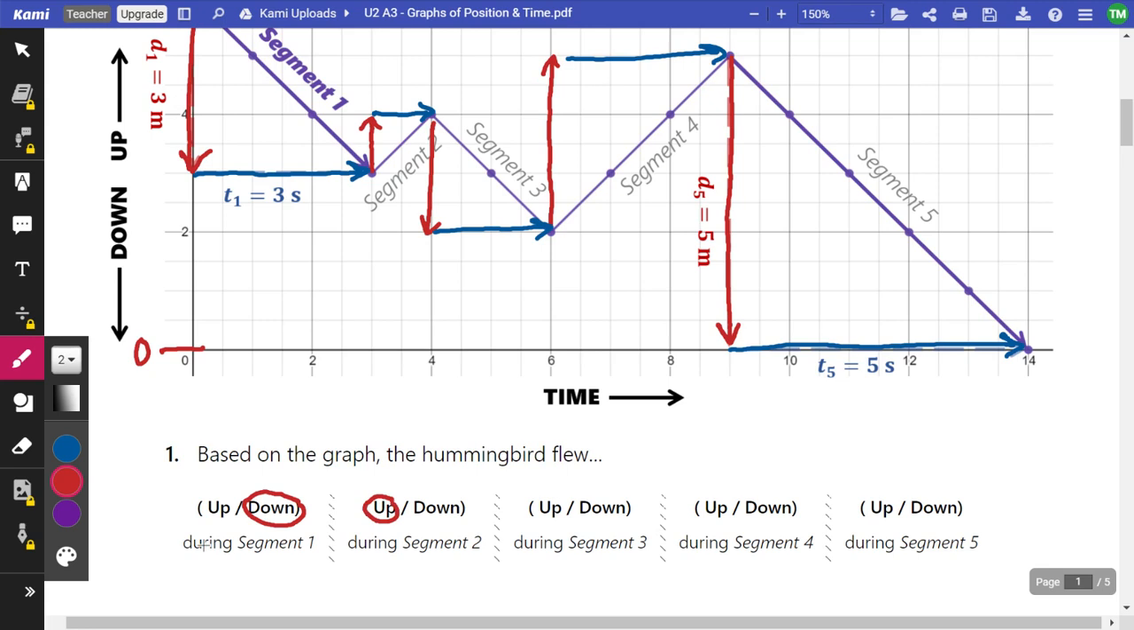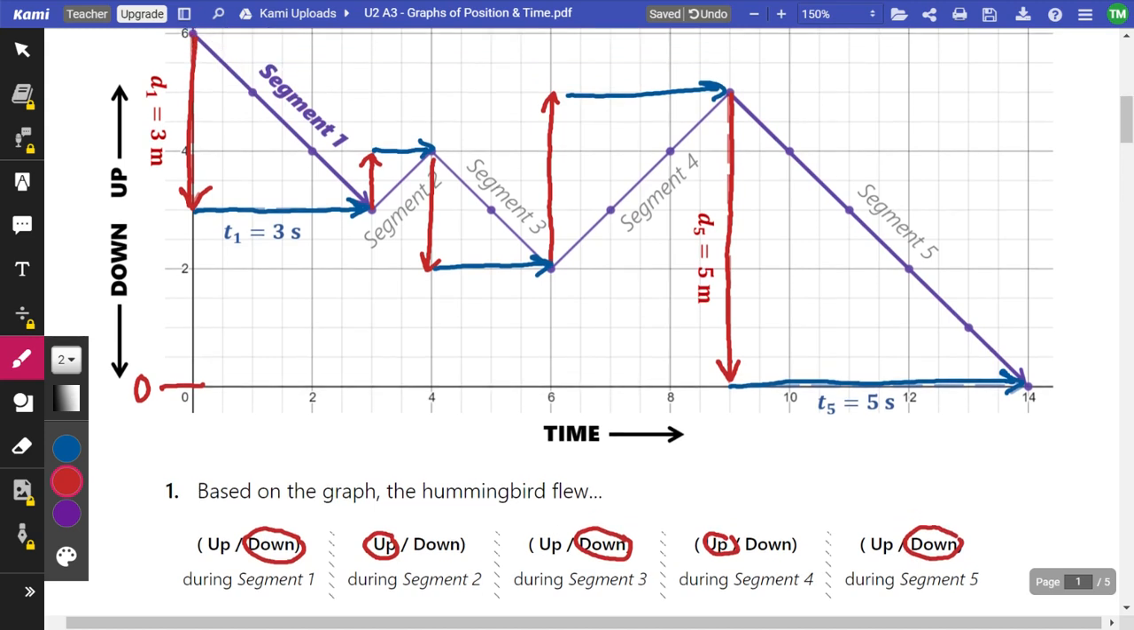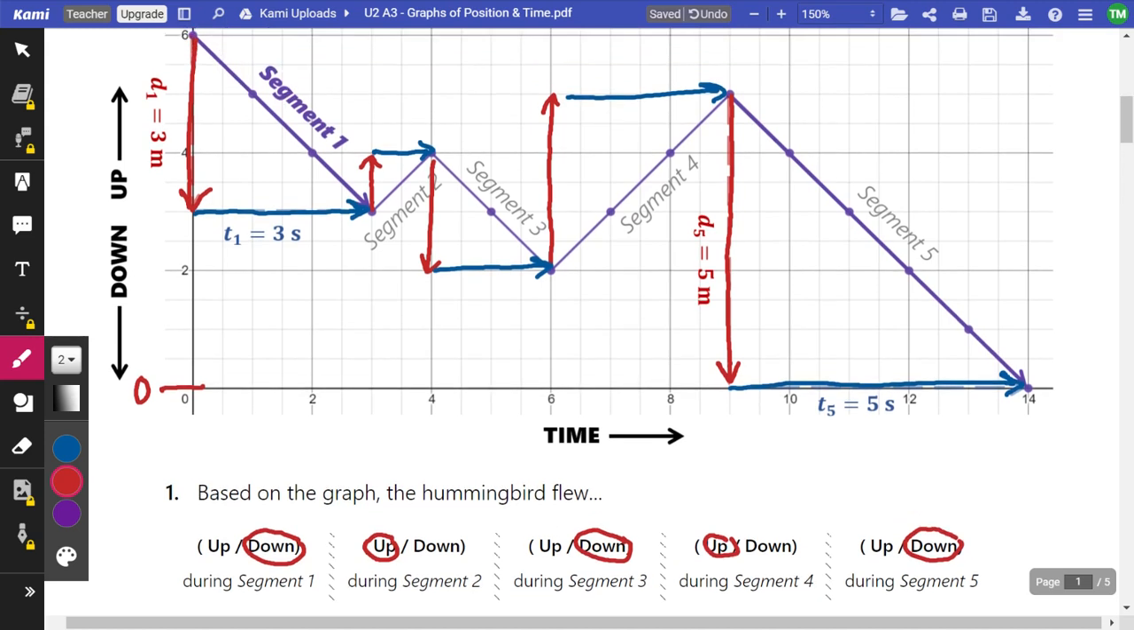And you'll see that kind of alternate. In segment 3, it goes down, and the bird goes back up again, and then finally the bird goes down a lot in segment 5. Okay, so that's what we're showing on this graph. The red arrows are just showing which way the bird is flying, either downwards or upwards, and the blue arrows are just showing that time continues to move on and tick up and up and up as the bird goes up, or it goes down and then up and then down and then up and then down a whole bunch.